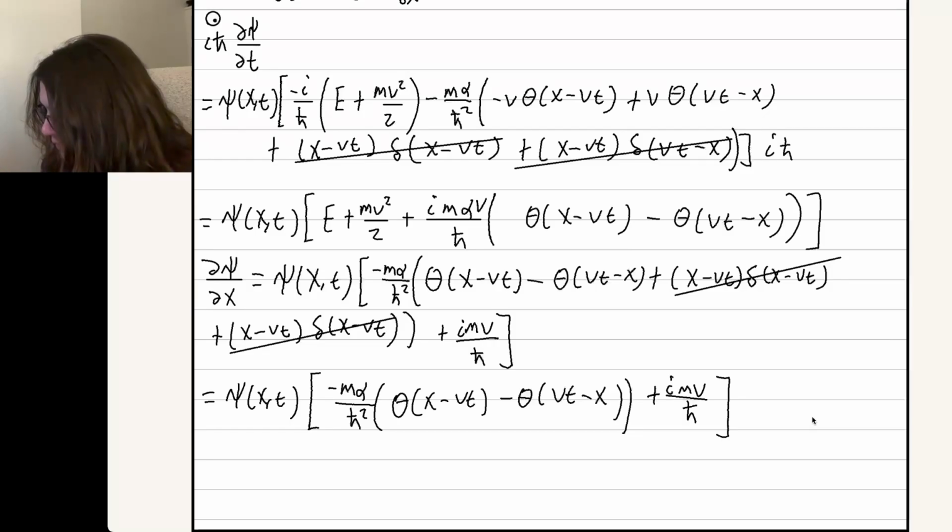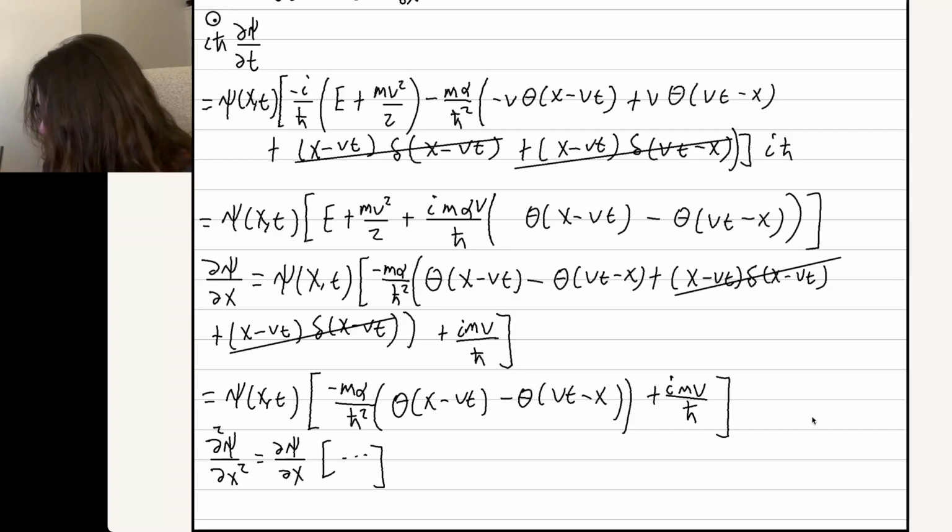Okay. Second derivative then. By the product rule, this is just del psi del x times this stuff in the brackets on the previous line, plus psi of x and t times the derivative of the stuff that's in the brackets with respect to x.